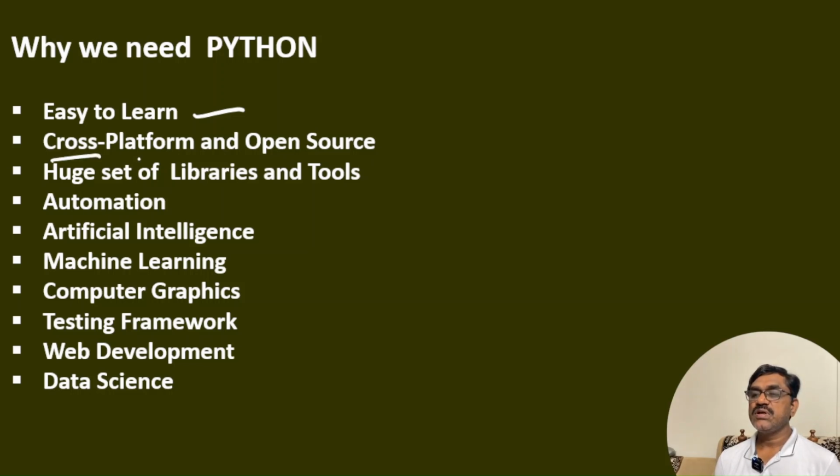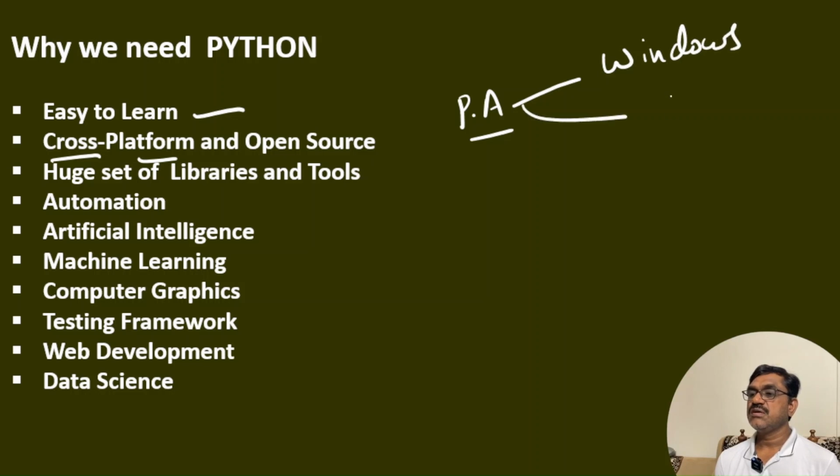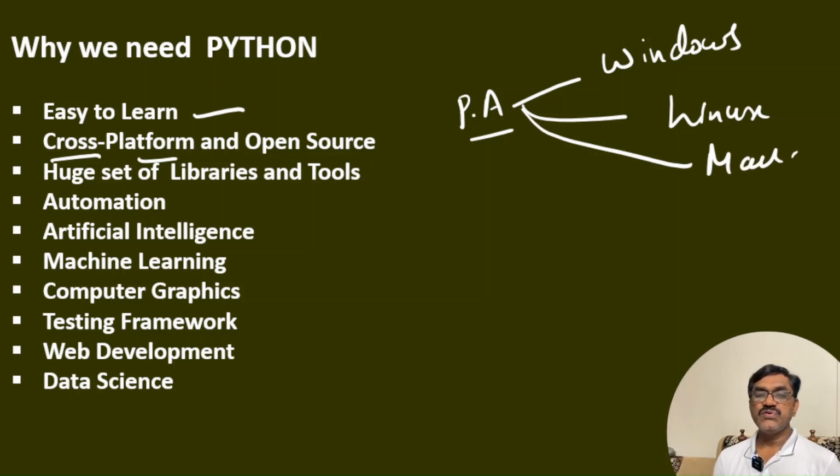And next, we are talking about it being cross platform. What do you mean by this? If you create a Python application, the same Python application can run on a Windows machine, it can run on a Linux machine, it can run on a Mac machine. No problem if you are using different operating systems. You can execute the Python application on any environment or any machine with different operating systems. That's why it is called cross-platform.